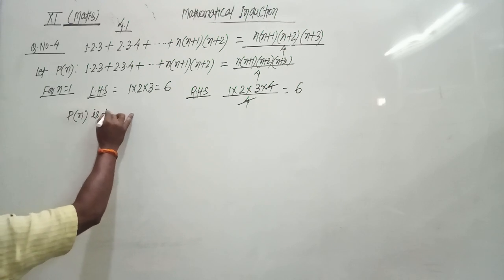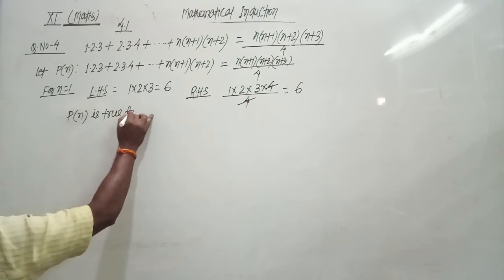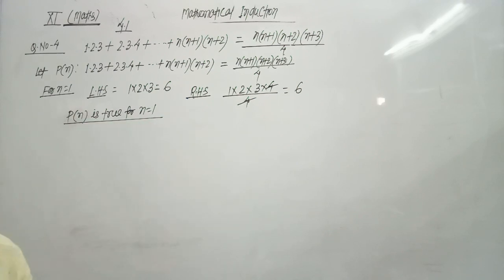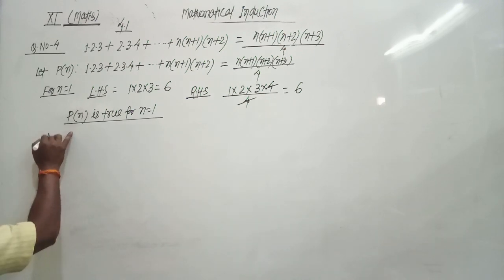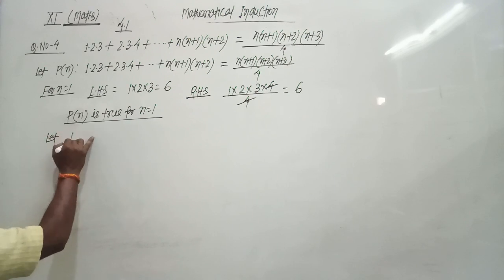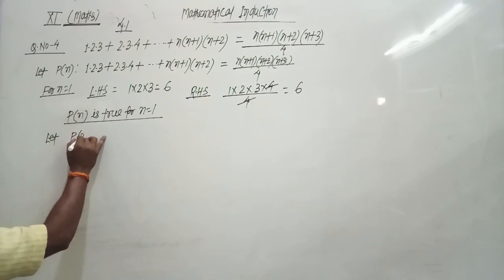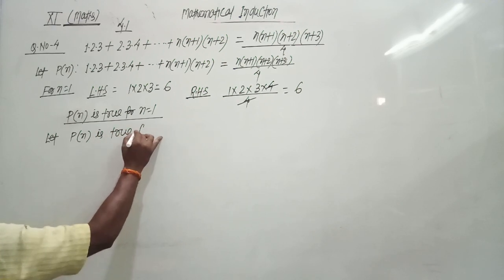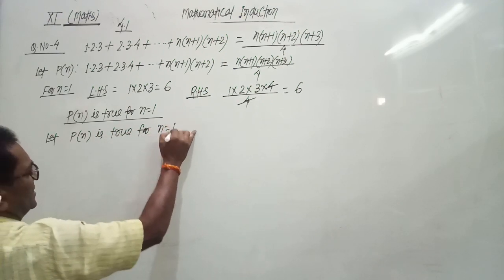Pn is true for n equals 1, because for n equals 1, LHS is equal to RHS. Now we suppose, let Pn be true for n equals k.